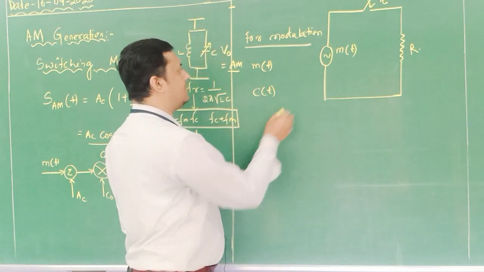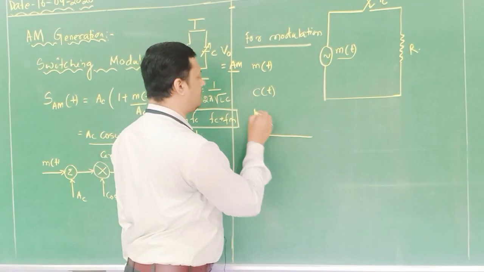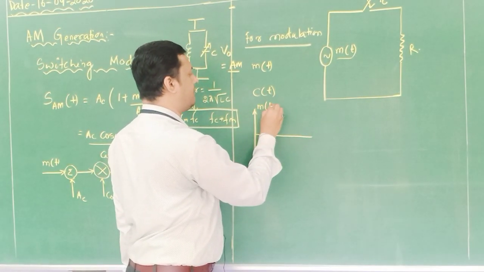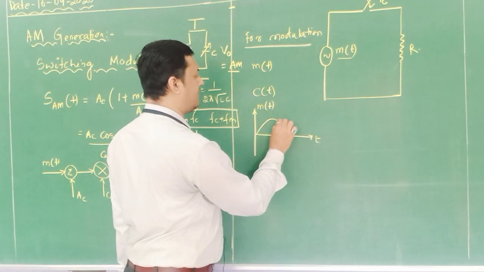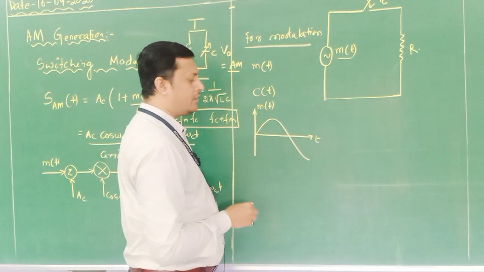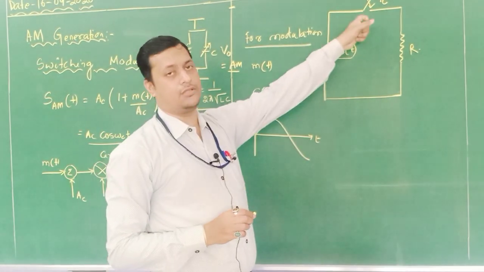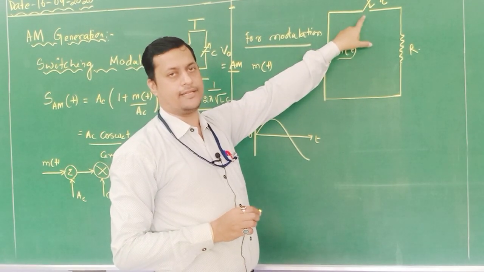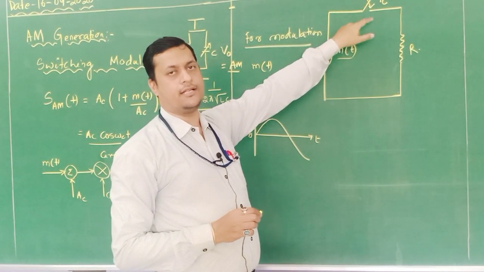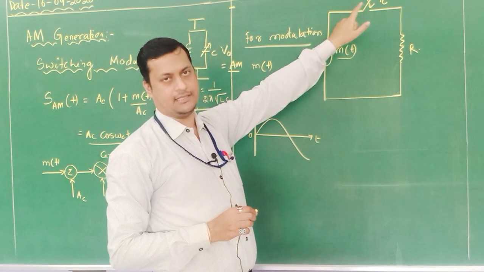So let us consider this m of t. This is my message component, which is of low strength. So this is my message component, okay. Now when this message component enters a particular switch, this switch is switched on and switched off at a regular time interval of Tc, okay.